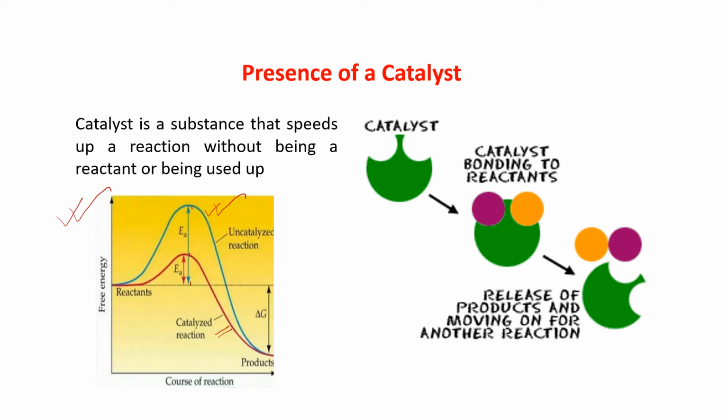Okay, so what is that? Suppose this is a catalyst. See the catalyst bonding to the reactants. In these two places, the reactants are entering. Then comes the release of the product and moving on for another reaction. After the reaction happens here, it forms the product. See, those two are colliding with each other, giving you the product, and the catalyst is coming out as it is and going for another reaction.